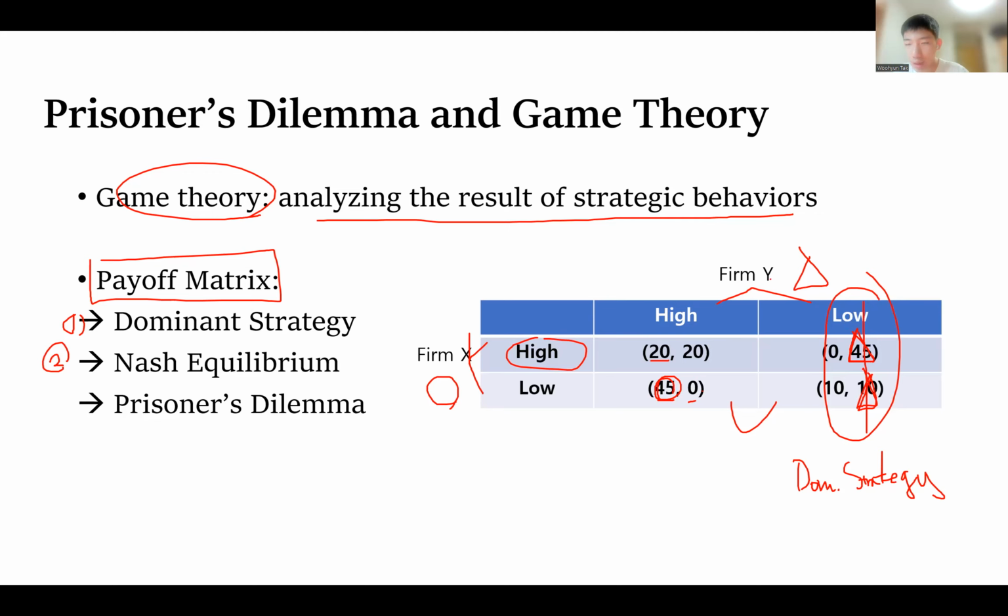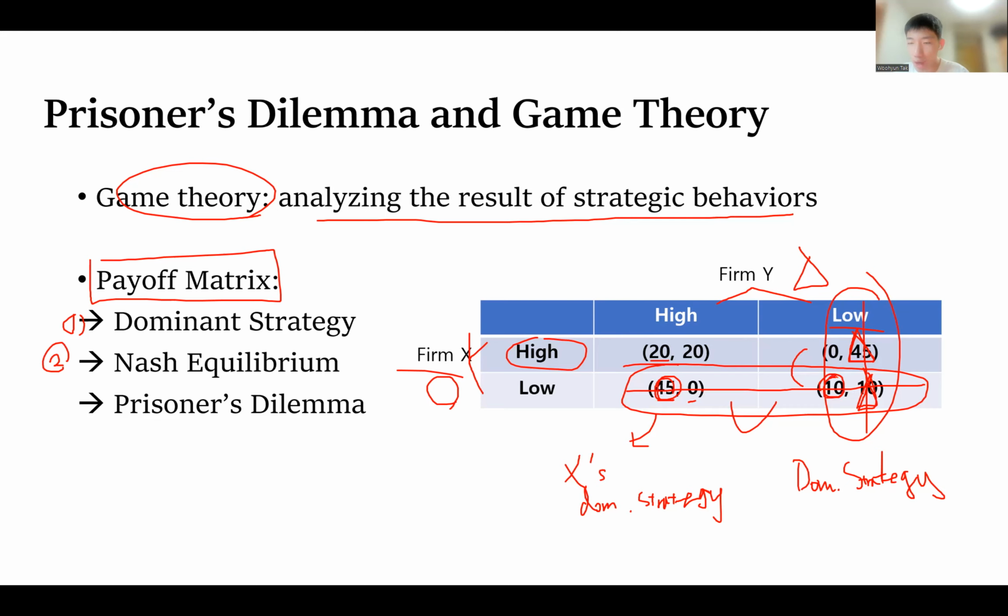Next, if firm Y chooses low, then firm X has to choose between these two, and because 10 is greater than 0, it'll choose 10. Then we can also say that this is a bingo of circles, right? So the low for X is also X's dominant strategy that is irrelevant to the selection of Y. Whether Y selects high or low, X will select low because this is more beneficial to X.